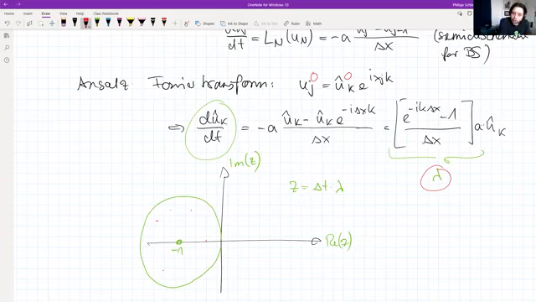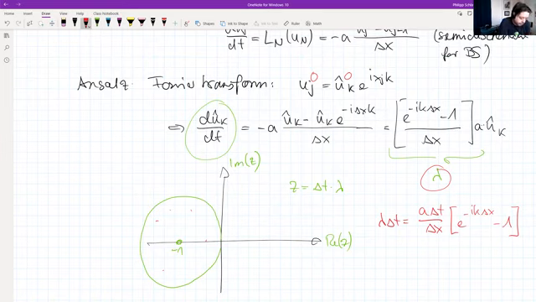So how does this look? This is my lambda times delta t, so I just write that. Lambda times delta t is essentially a times delta t divided by delta x times, I need to make sure I make it right, e to the minus ik delta x minus 1. And of course, this guy here, we know from before, that's the sigma. That's the number that I already termed the Courant number.